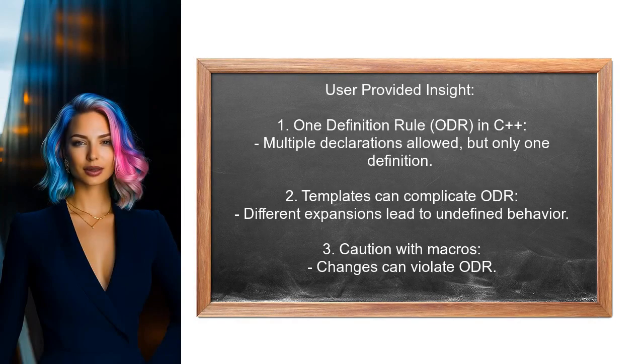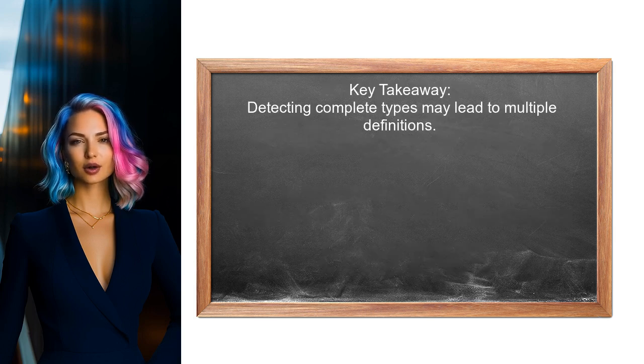This user explains that in C++, there's a rule called the one definition rule, or ODR. It allows multiple declarations, but only one definition of a function or type across translation units. However, with templates, this can lead to complications. If a function template expands differently in different translation units, it can cause undefined behavior.